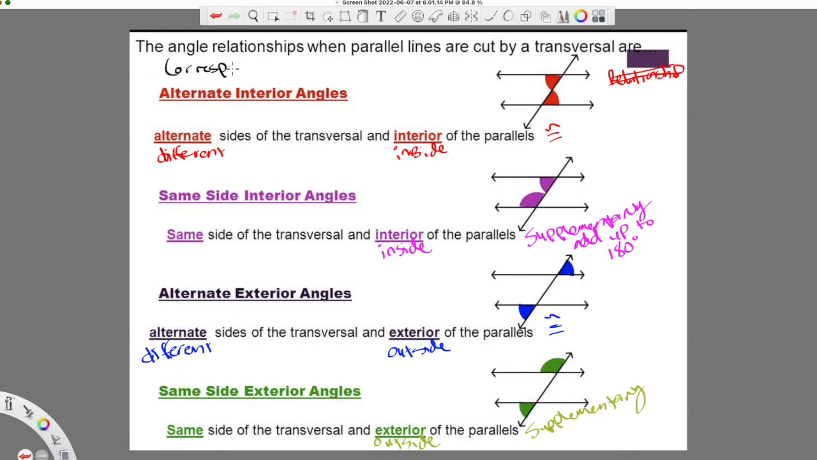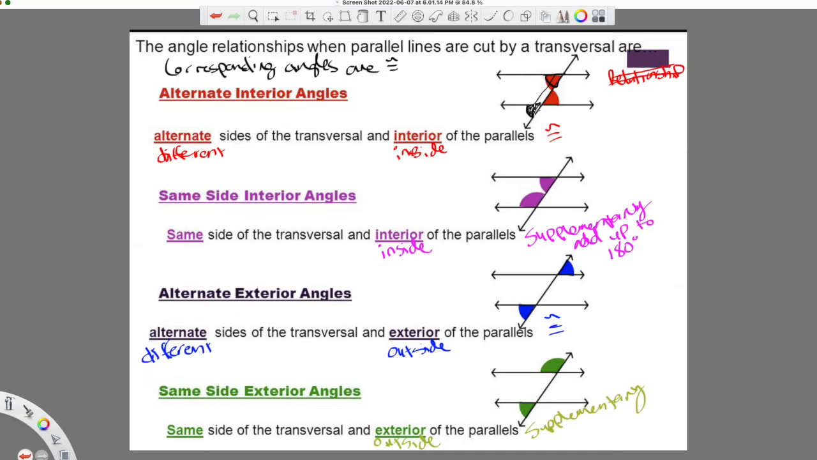Corresponding angles. That one's an important one, mainly because it's another piece of congruency. So corresponding angles are congruent. And to find a corresponding angle, it's almost like if you could take the angle and just scooch it down until it fit right into that other piece.